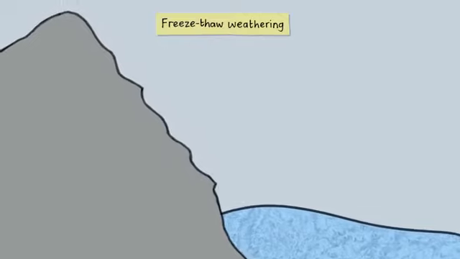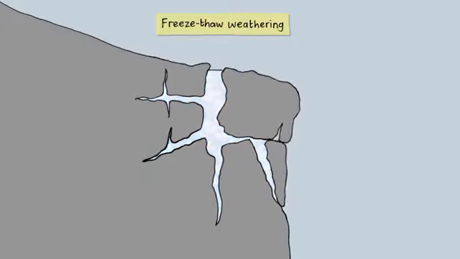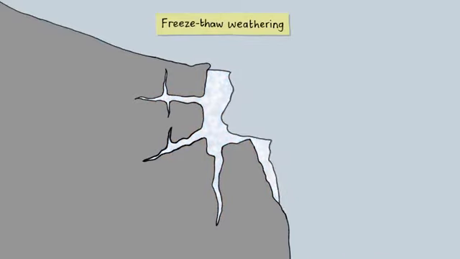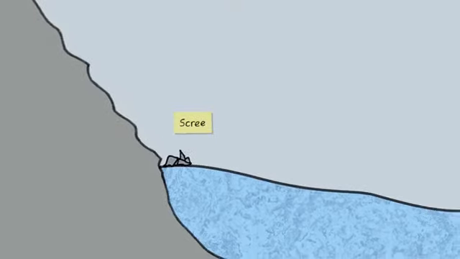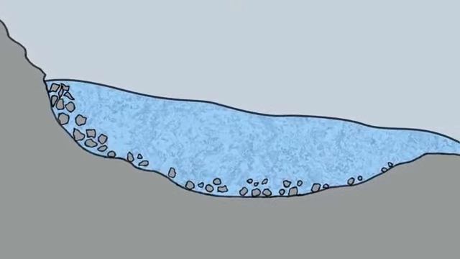Freeze-thaw weathering takes place above the glacier as ice thaws and then refreezes inside cracks or fissures in the rock. Each time water freezes, it expands, widening the crack a small amount. Eventually, the rock will burst apart. Stone fragments called scree fall onto the glacier. These rocks join other debris picked up by the ice at the sole of the glacier.